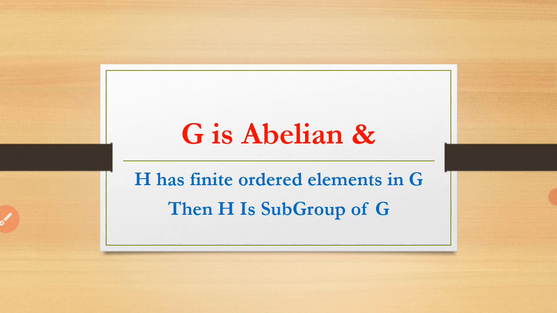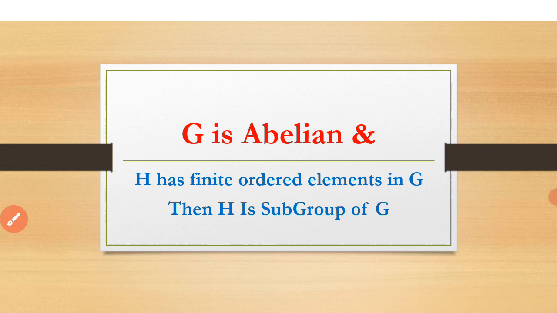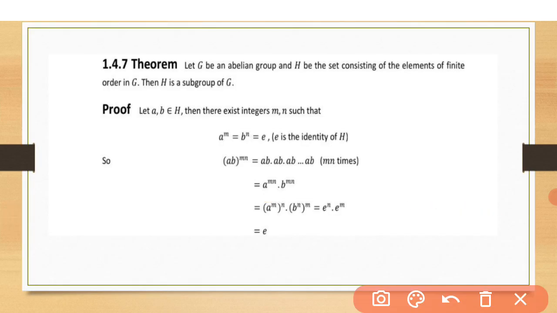Today we will discuss that if G is an abelian group and H has the elements of finite order in G, then H is a subgroup of G. Let's start. The theorem: G is an abelian group, which means that the commutative law holds in G, and H is the set consisting of elements of finite order.